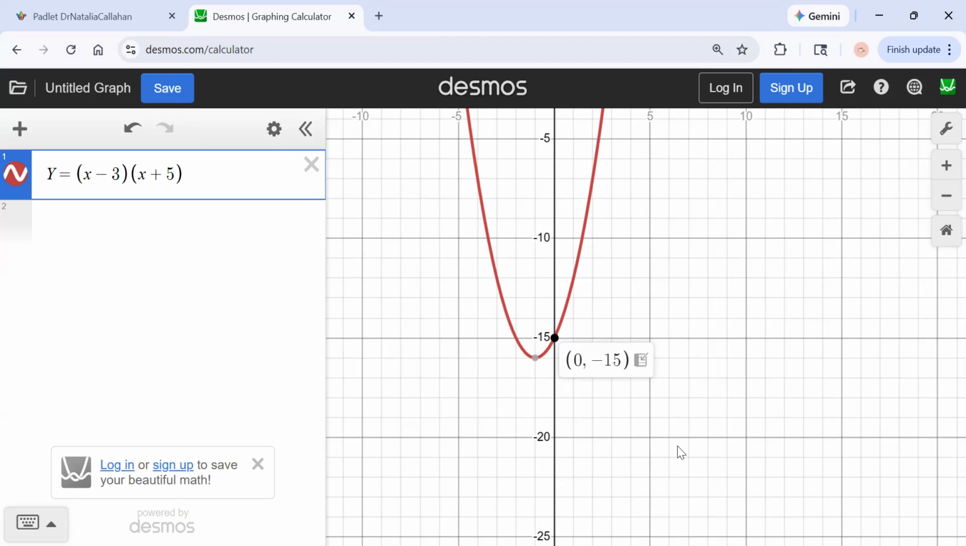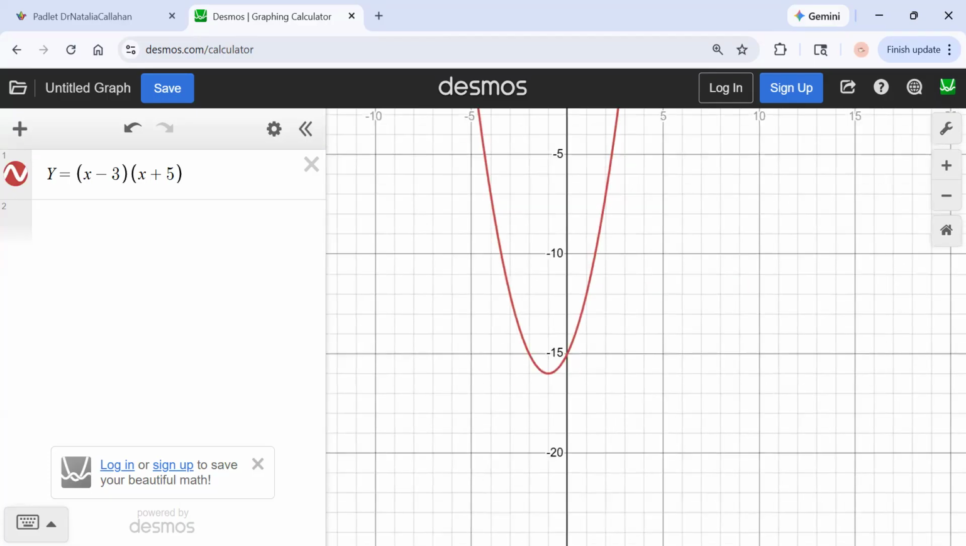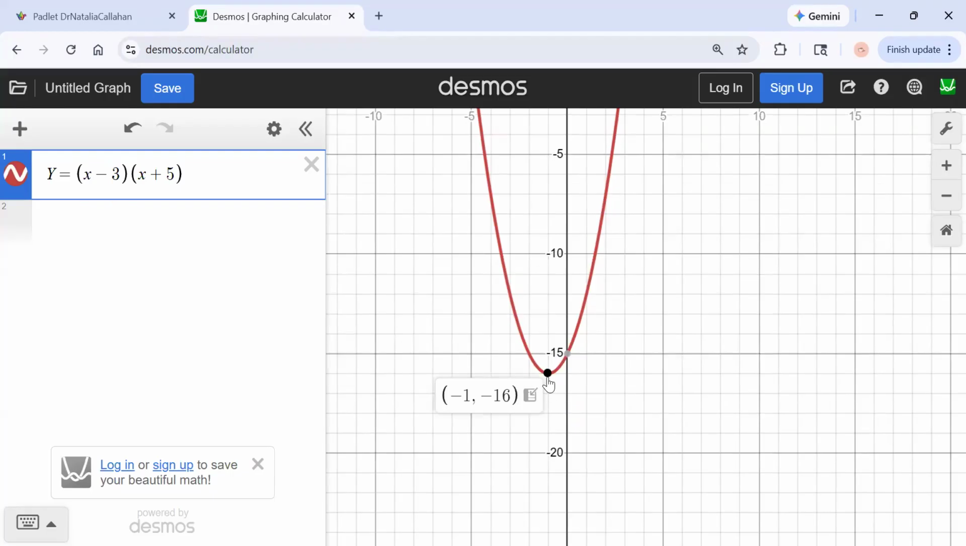Okay. Well, domain is negative infinity to positive infinity. Your range is how far low does it go? It goes down to negative 16. Do you see that? Yes. Right? Negative 16. So y is greater or equal to negative 16, or bracket negative 16 comma positive infinity.